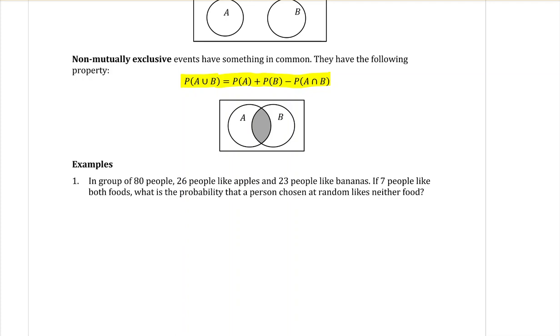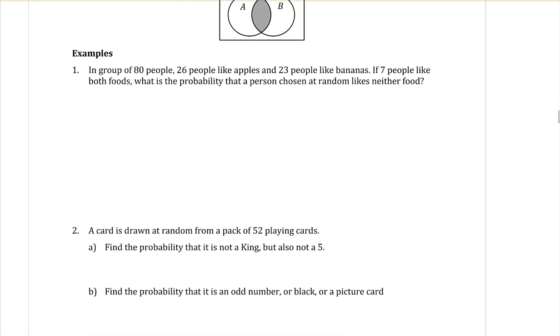Okay, there's only a couple of examples on this. Example number 1. In a group of 80 people, 26 people like apples, 23 people like bananas. If 7 people like both foods, what is the probability that a person chosen at random likes neither food? I'm going to do this question twice. I'll do the easiest way first, then a second way using the formulas that we've been provided with.